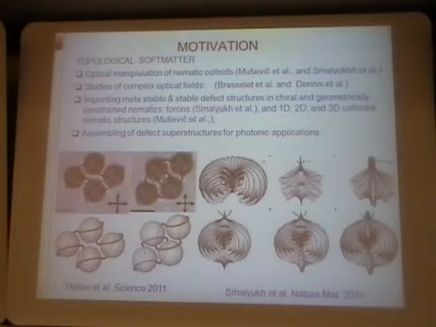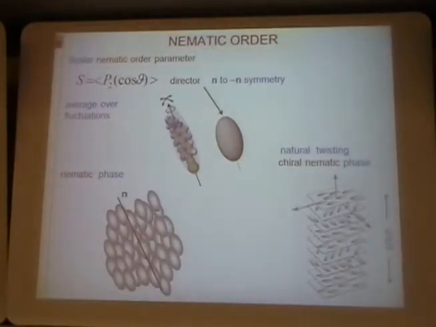Now, imprinting of metastable states is something that more recently came out in one-, two-, and three-dimensional colloidal systems. And now the idea is to assemble more of such elements together into some kind of photonic system. Here are just examples from two recent publications showing some of these disclination networks or complex defect structures.